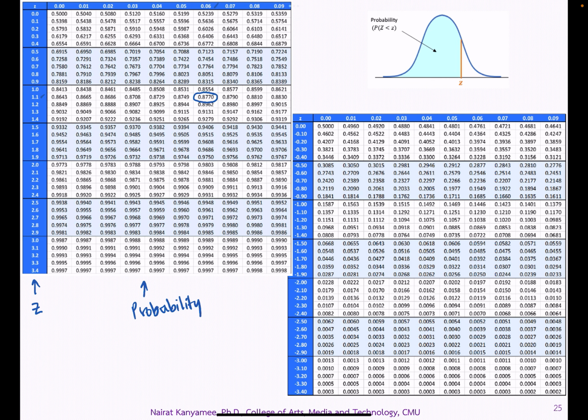So that means we're looking for the negative z-score, and 0.0125, let's see, 0, 1, 2, 5. Where is it at? Oh, it's here. Between these two values, right? So it's going to be between minus 2.24 and minus 2.25. Okay.